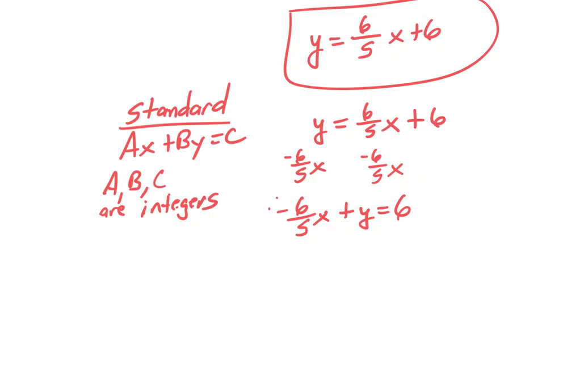We're just going to take 5, but here's what we have to make sure we do. We have to make sure we multiply everything. I can't just multiply the fraction by 5. I've got to apply it to the entire equation. So when I multiply this by 5, the 5's are just going to disappear, okay? And that would give us negative 6x plus 5y equals 30.